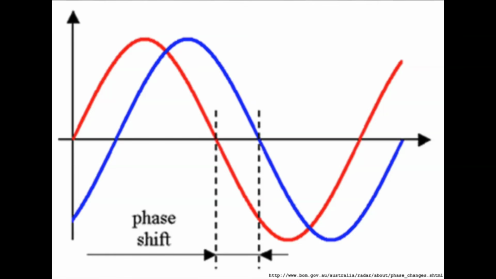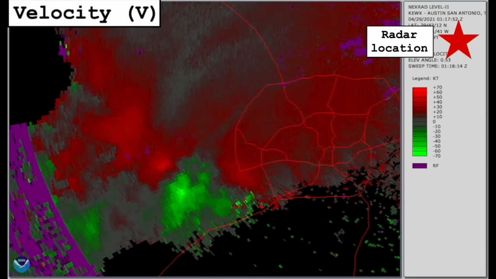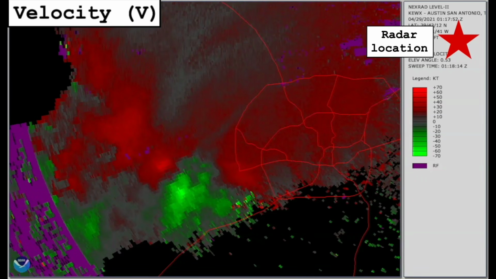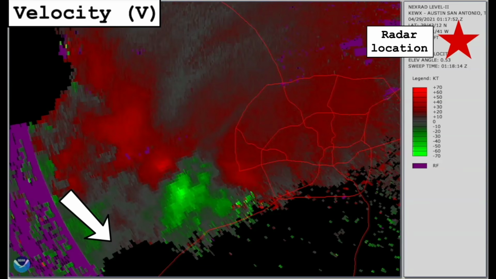As we discussed earlier, Doppler radars also measure the phase shift between an emitted pulse and the energy scattered back to the radar to estimate velocity. A target's velocity is comprised of the speed and direction of the target. Negative velocities, which are illustrated as greens, blues, and pinks on typical radar programs, represent targets that are moving toward the radar. These are also called inbound velocities. On the other hand, positive velocities, your reds, oranges, and browns, represent targets that are moving away from the radar. These are outbound velocities. Velocities near zero show up as gray.